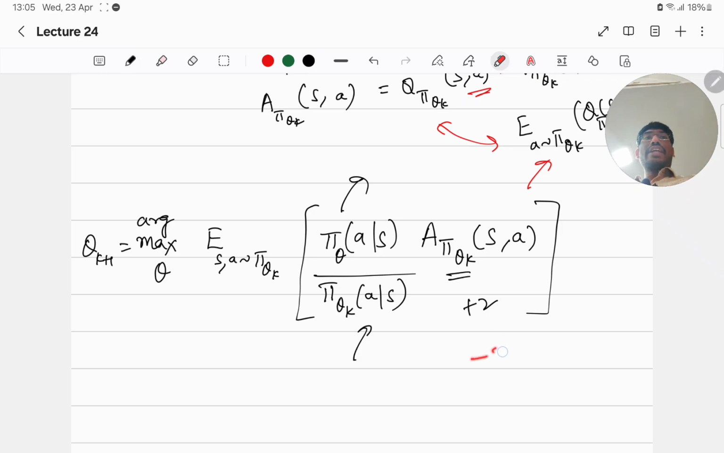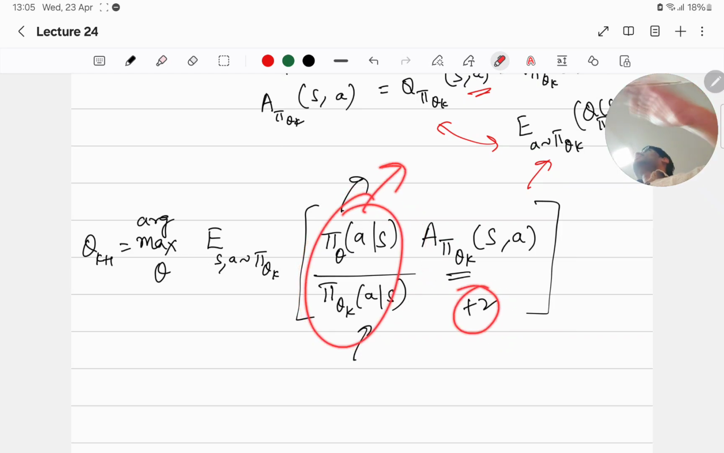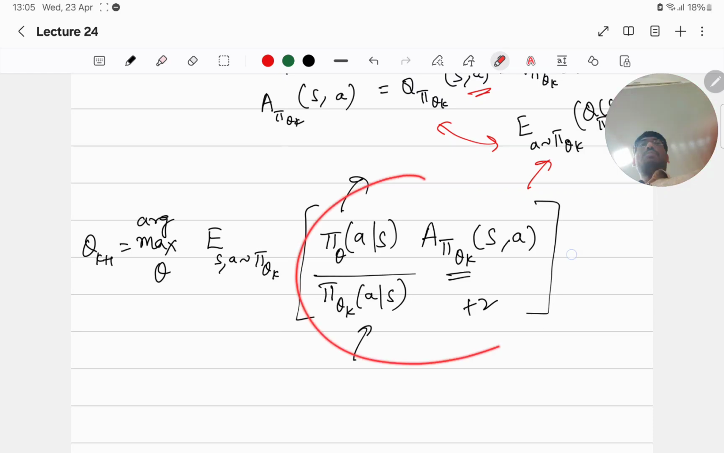But let's say the advantage is negative for some s comma a pair. If you are trying to maximize the overall product, what will happen to this term in this maximization process? It will go down. So that's what we also want, right? We want it to go down whenever it is negative, and whenever it is positive we want this term to go up. So if I just maximize the product of these two terms, that is what is effectively happening, right? Whenever it is positive it is trying to maximize this term, whenever it is negative it is trying to minimize this ratio, okay?